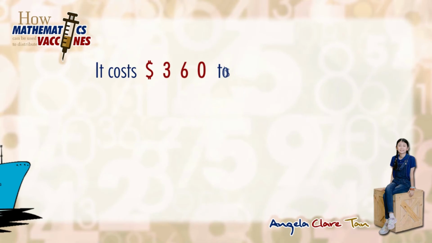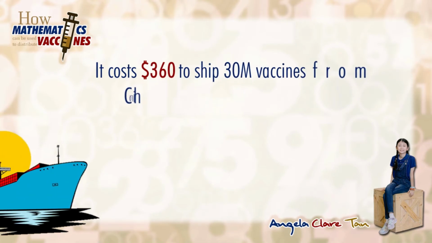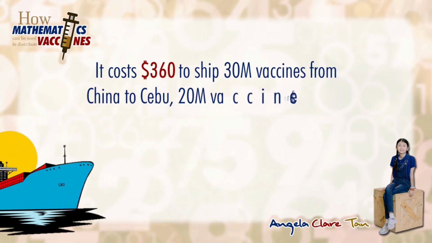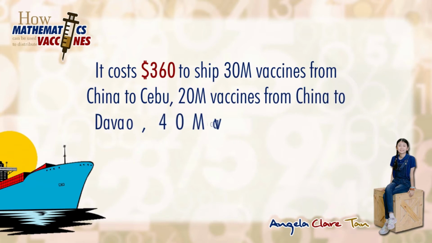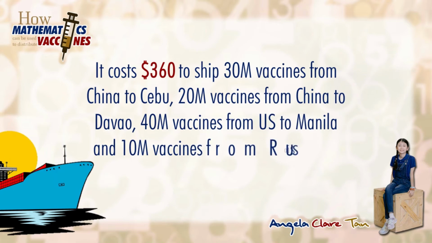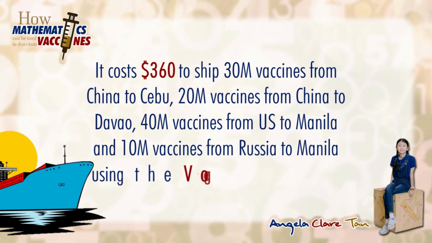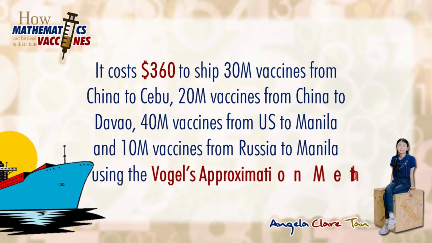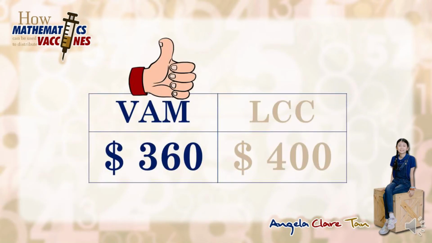Which means it costs $360 to ship 30 million vaccines from China to Cebu, 20 million vaccines from China to Davao, 40 million vaccines from US to Manila, and 10 million vaccines from Russia to Manila using the Vogel's approximation method. The VAM method gives us a lower cost of $360 compared to the least cost cell method, which would cost the Philippines $400. These examples are for the balanced transportation problems.